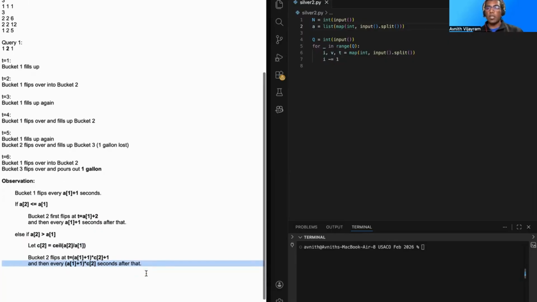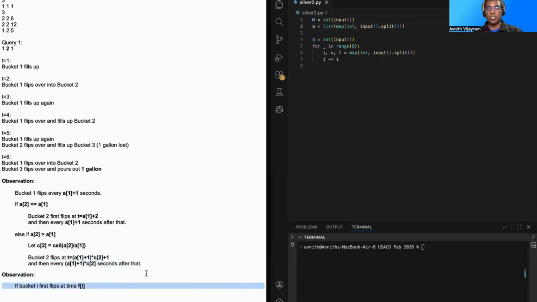And so we can notice that there seems to be some sort of pattern in which each bucket flips. Each bucket, after the first time it flips, seems to be flipping in the same period. So after a set number of seconds, it will flip again after the first time. And we can actually formalize this with another observation.